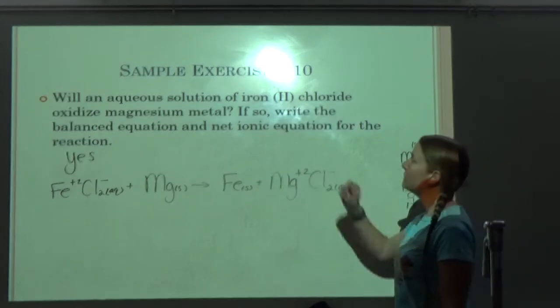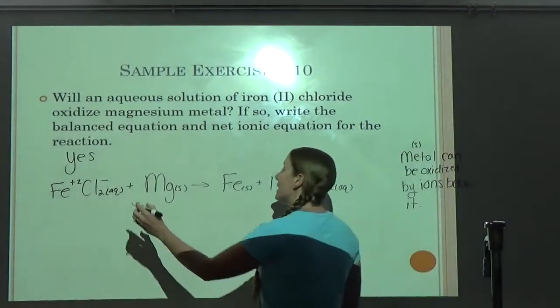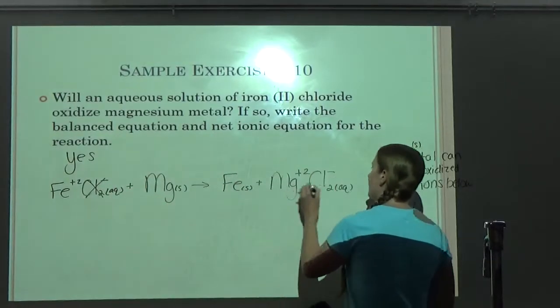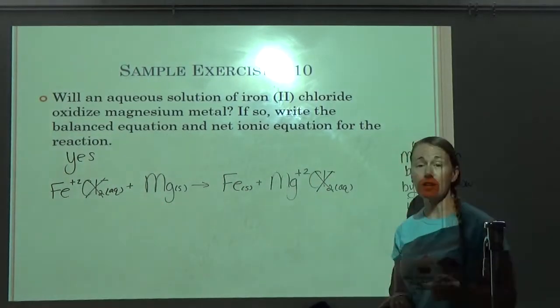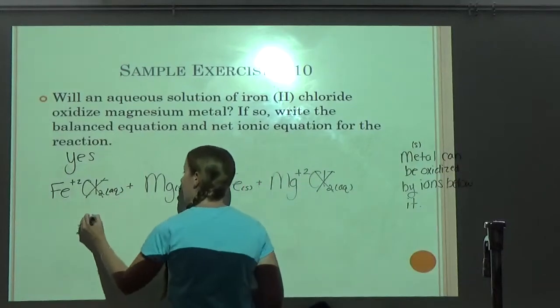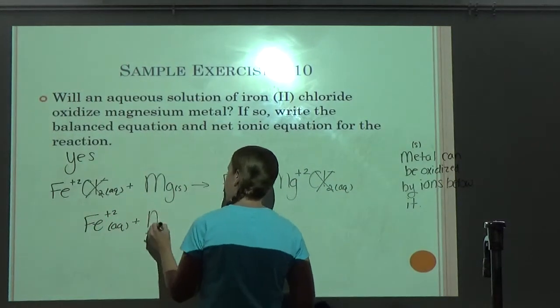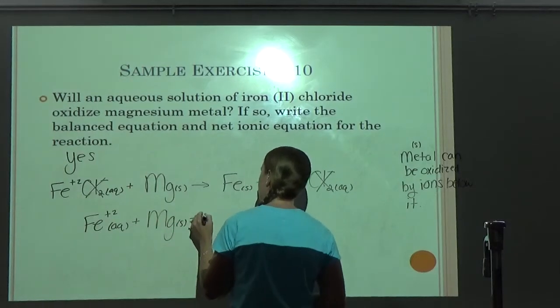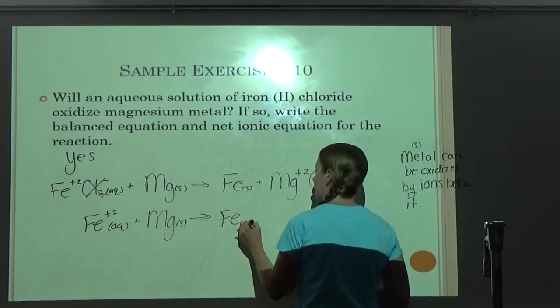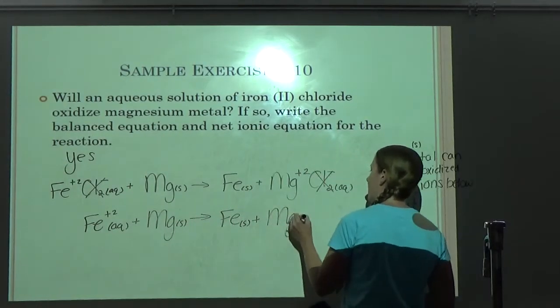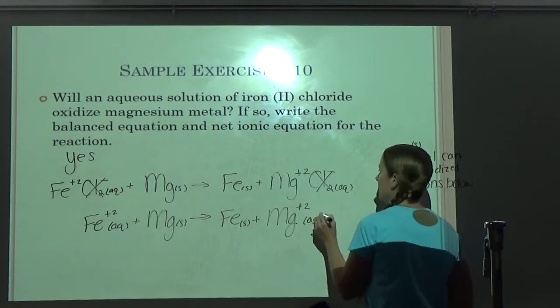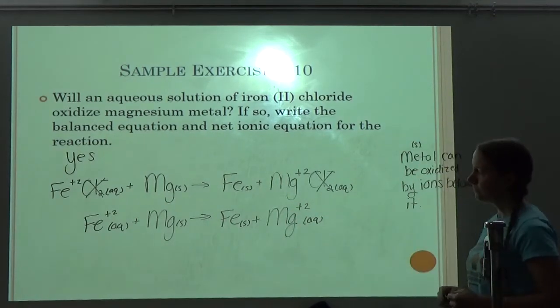The last step is to write the net ionic equation. I can easily see that chloride is my only substance that's aqueous on both sides. So I would have my iron as aqueous, my magnesium as solid, making my iron as solid, and my magnesium as aqueous, just like that.